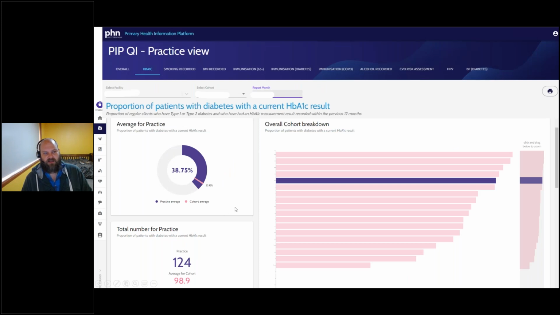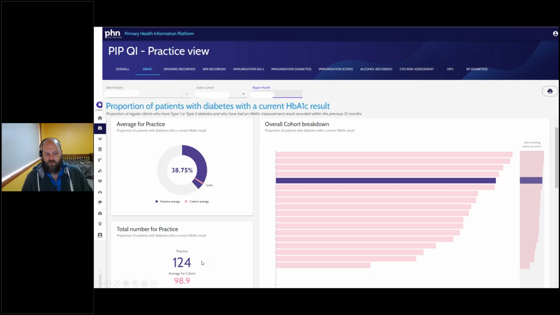You get an additional indicator here called a cohort average. The cohort is a grouping of similar practices that have a similar number of active patients. Those active patients are patients that have visited the practice at least 3 times in the last 2 years, which is the Royal Australian College of General Practice guidelines. As you can see on this page, every single time you want to look at your own practice, you're going to be purple. So you can see how the practice here, for example, has performed against this indicator versus their cohort.